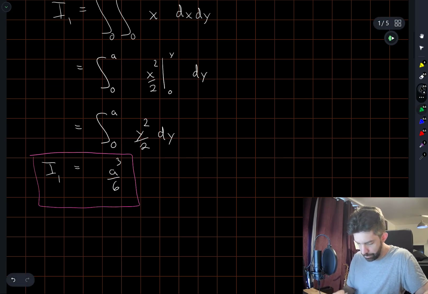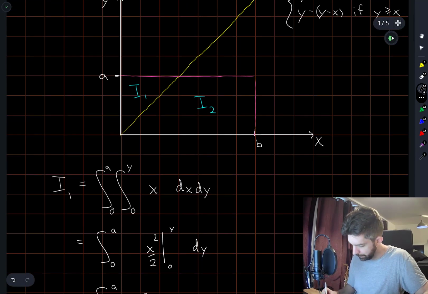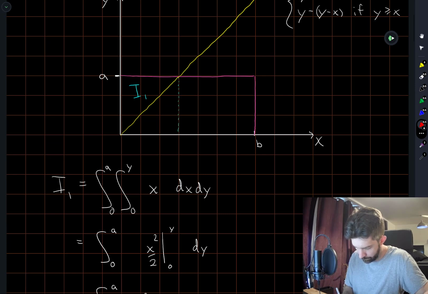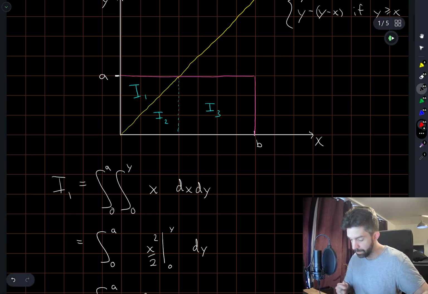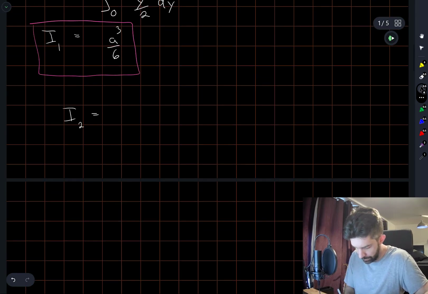And then I2 we're going to do in a similar way. In fact, maybe instead of calling that I2, that'll be I2 and this will be I3, because I was going to break up the integral that way anyway. So I2 is a double integral.